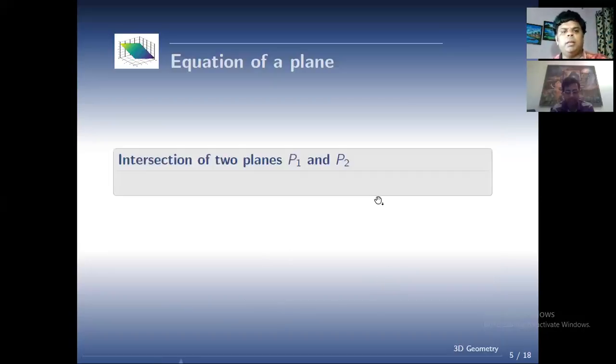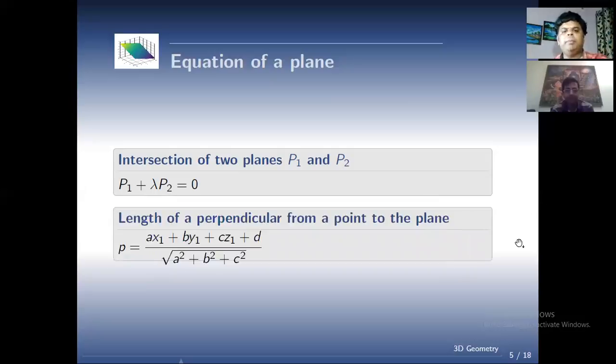And then finally, if I have two planes intersecting in a line, and I want the equation of the plane which contains this line, the easiest way to find the equation of this new plane is to set up P1 plus lambda times P2 equal to 0.